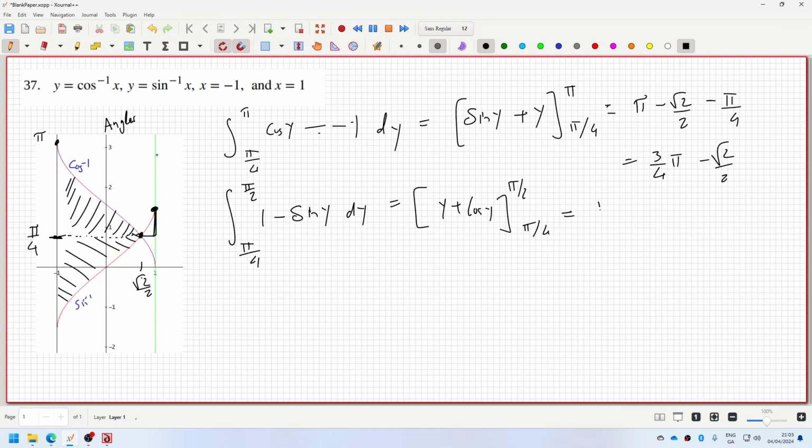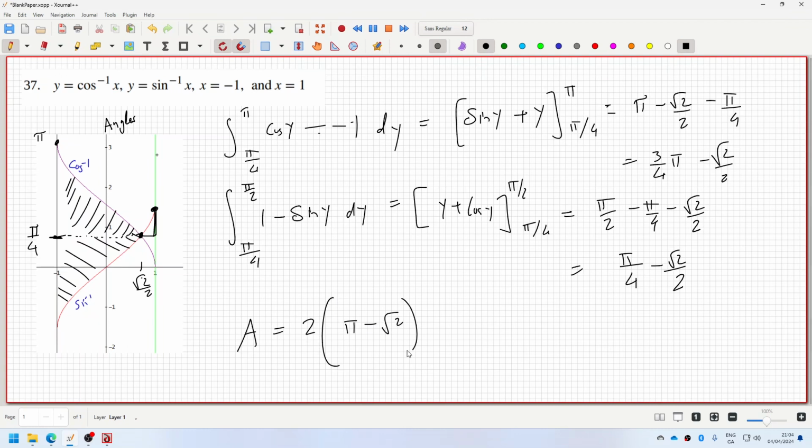So that would be pi over 2 plus cos pi over 2, which is 0, minus pi over 4 minus root 2 over 2. Okay, so that is pi over 4 minus root 2 over 2. Okay, so the total area would be twice the sum of these.